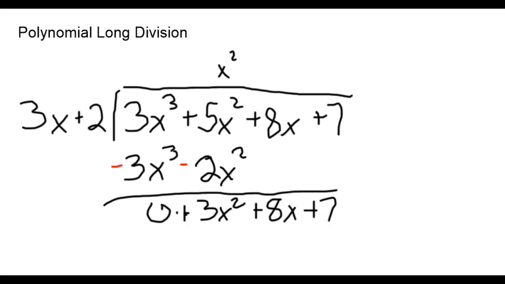And now we're going to repeat this process, except this time we're going to look at our 3x in our divisor and determine how many times does that go into 3x squared. Or what can I take times 3x to get 3x squared? We can multiply that by a positive x. So again, I'm going to repeat this process. We take x times 3x to get our 3x squared. Take x times 2 to get 2x. And again, we're subtracting whatever those values are.